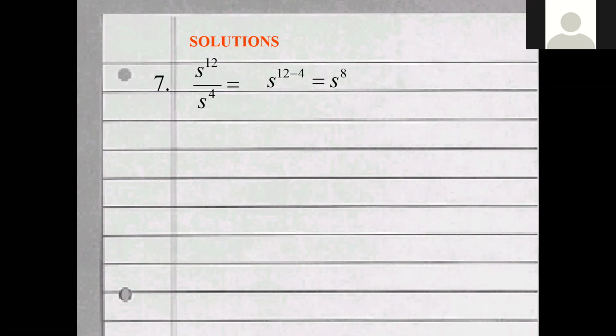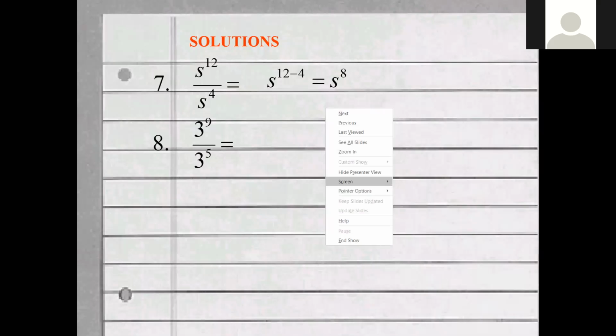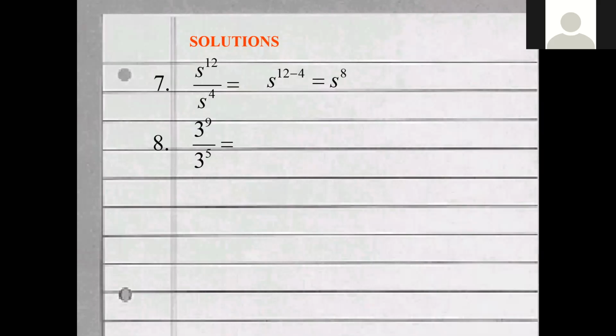How did we do that? Subtract 12 and 4. Simply get to have that value in the calculator or in your mind. Answer is 8. Number 9, Harvey. Harvey answered 81. So the answer is 3 to the power of 9 minus 5 or 3 to the power of 4, which is equal to 81. Correct? Thank you, Harvey. Number 9, Rixley.